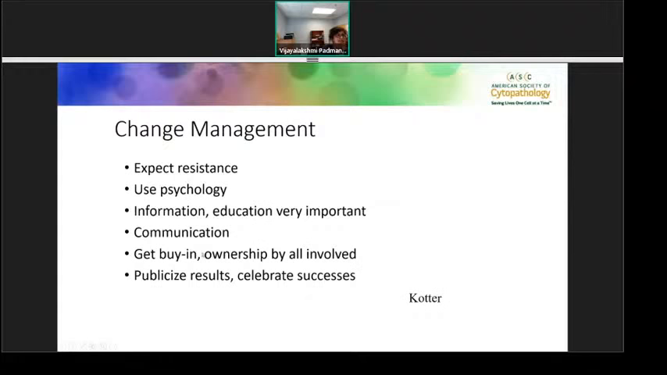Whenever you're doing anything that is change, remember, you have to have a management system. For us, it meant communication with histology, communication among the pathologists, and communication with the molecular lab. Don't assume that this is all going to happen. It doesn't. You have to make it happen. There's also going to be resistance, so you have to use some psychology, not just for this project, but generally when you're trying to make any changes. Information and education are very important, and it's very helpful to have some basic baseline data measurement. It's also nice when you get buy-in from everybody, because that's super helpful. The other thing is publicize your results and celebrate your successes.